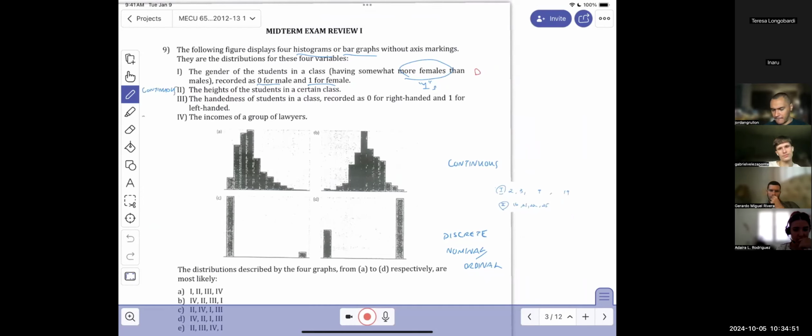And this one, income. So let's see which one of these is the height of students and which one of these is the income of a group of lawyers. Well, that's probably the easiest one because we know that pattern. What's the pattern of the income of a group of lawyers?